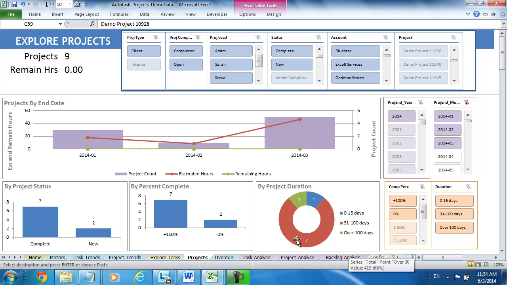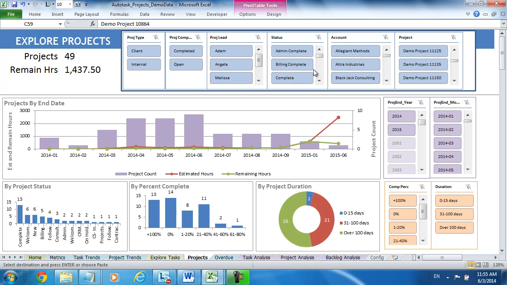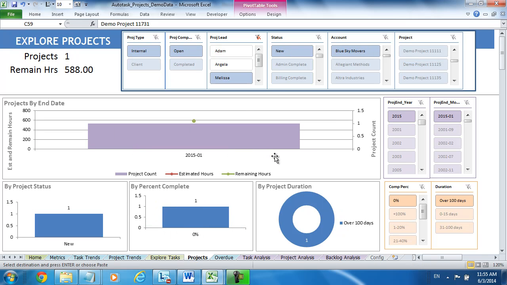And I can look at the project duration, because maybe I'm interested in just projects that have over a 100-day duration, or under 15 days, or 30 to 100 days. Anything that I wanted to drill into regarding the attributes, I can do that. So I may be looking at the status of a specific project, a specific account, or a specific project name. This is demo data. Or I want to drill into one person's projects and look at the one project that's assigned here for Melissa that has 588 hours remaining on it.